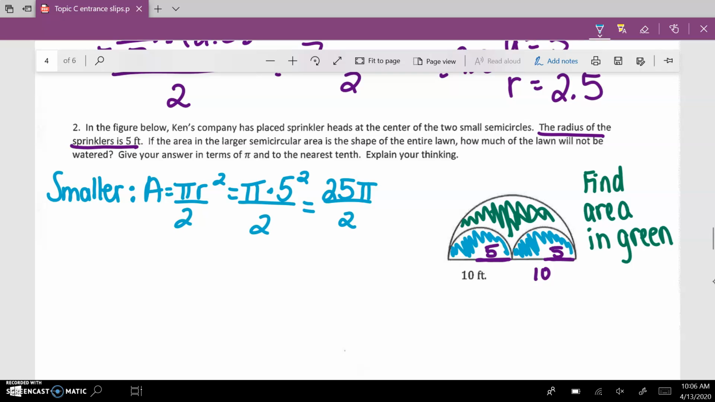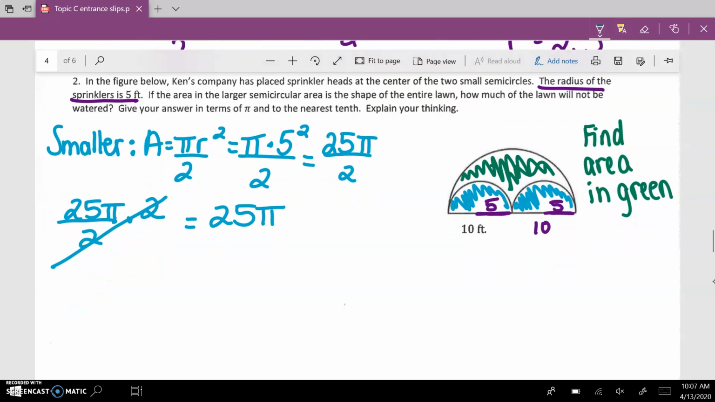All right. Now remember, if we have 2 semicircles, it's like taking this 25 pi over 2 and multiplying by 2 because we have 2 of them. So those go away. So we are left with just 25 pi for the smaller semicircles. Okay, and we're going to leave it as that for now.